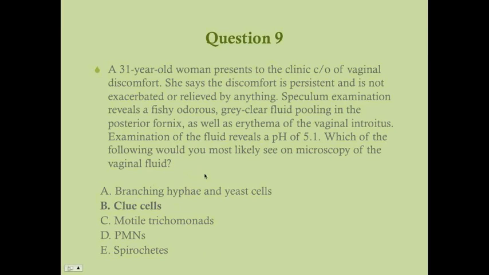So the branching hyphae and yeast cells would be seen in yeast infection, Candida. Motile trichomonads would be seen in trichomoniasis. PMNs, I just threw that in there. Spirochetes would be seen in syphilis.